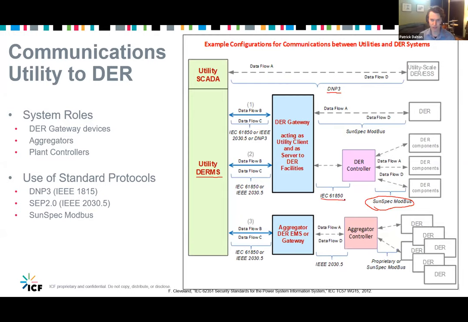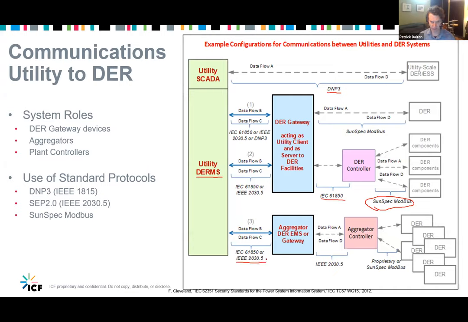IEC 61850 is mentioned here. That's not one of the standard protocols that's required in the standard, but it would be allowed potentially by mutual agreement. It just wasn't ready for DER when the standard was being developed, but I could see that being involved in the next iteration of the standard development, or revision, I should say.